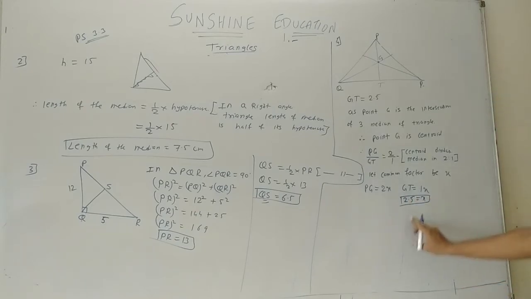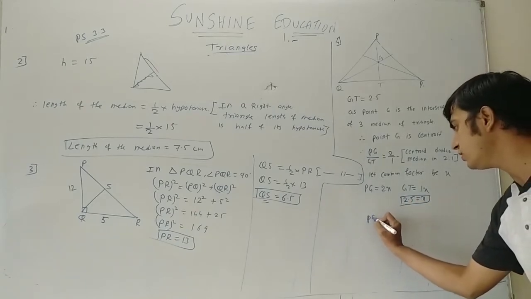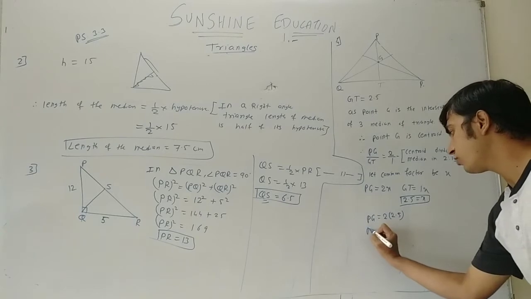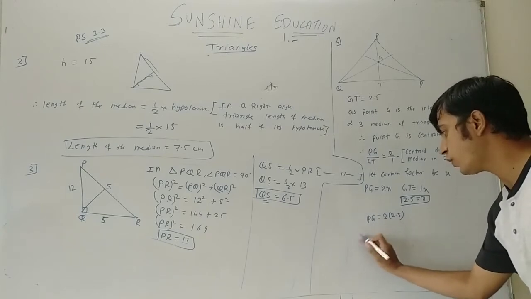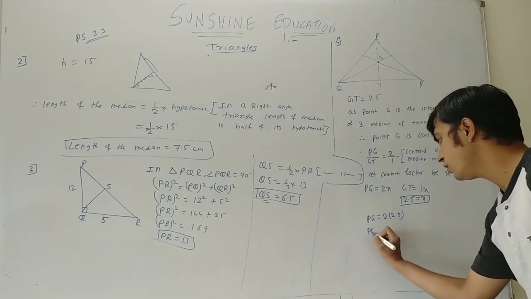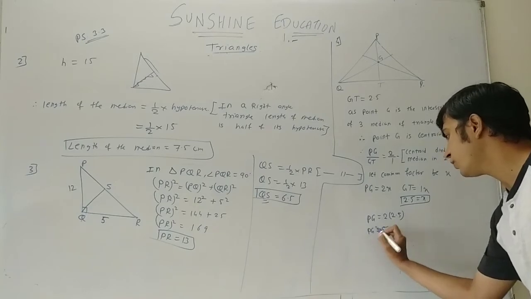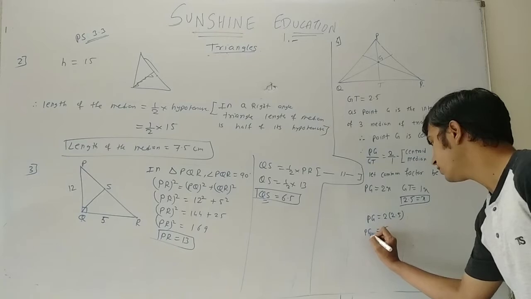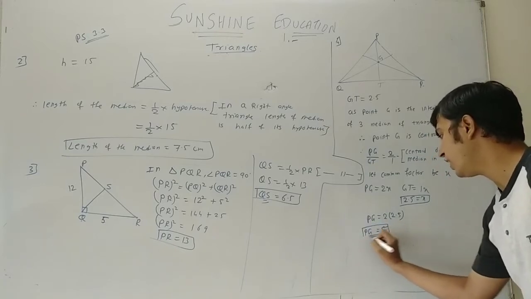As x is 2.5, we can say that PG is 2 into x, that is 2 into 2.5. Therefore, 2 into 2.5 is double of 2.5, that is 5. We have PG as 5.